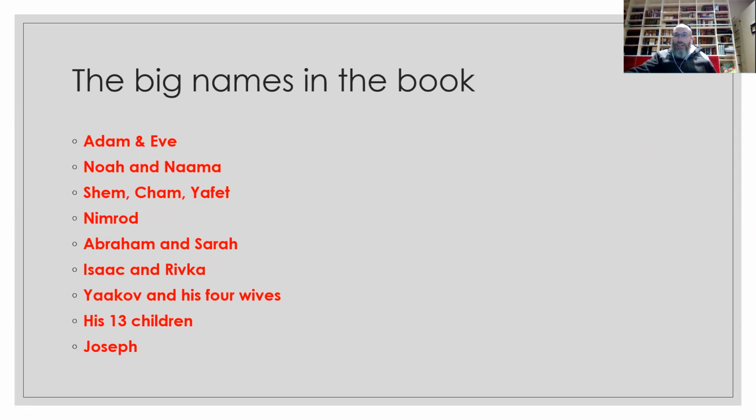Then comes the second parsha. Now, let me just clarify. There's 5 books of Moses. Each book, on average, has anywhere between 10 and 13 parshas. So the first book, the book of Breshit, has 12 parshiyot, 12 sections. Each week when we get up on the bima, we read one of those parshas.